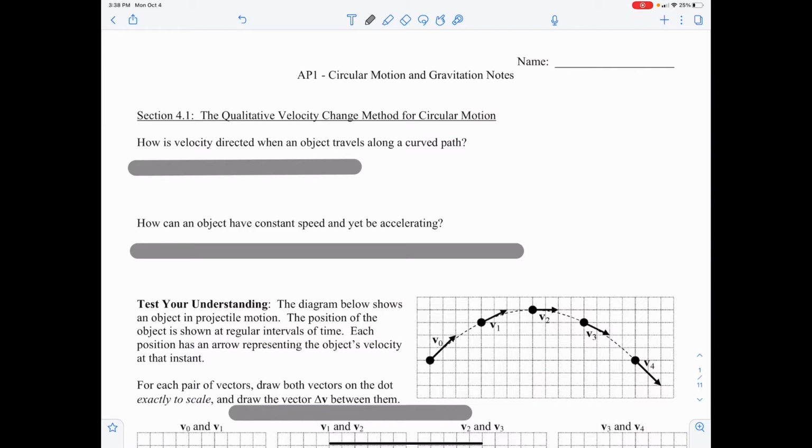Section 4.1, the qualitative velocity change method for circular motion. How is velocity directed when an object travels along a curved path? When an object travels along a curved path, the velocity is directed tangent to the path. How can an object have constant speed and yet be accelerating?